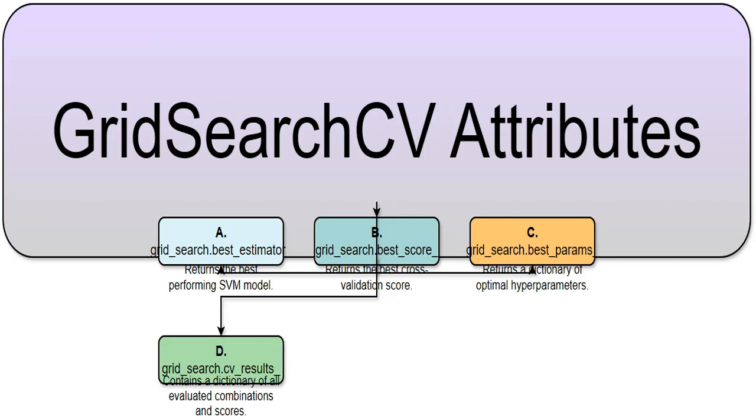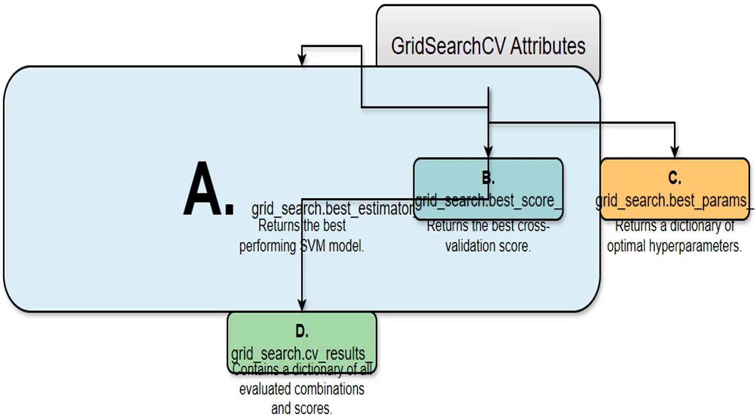It's a comprehensive dictionary containing all the results from your hyperparameter search. This includes scores and settings for every single combination it tested. It's super helpful for deeper analysis and for understanding the performance across the entire search space, not just the best one.